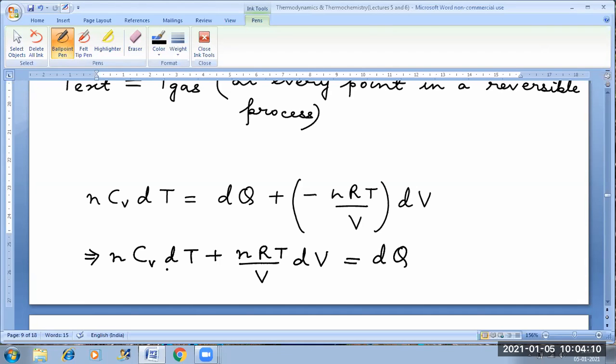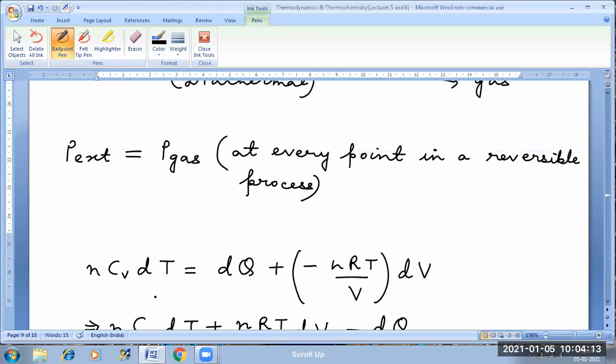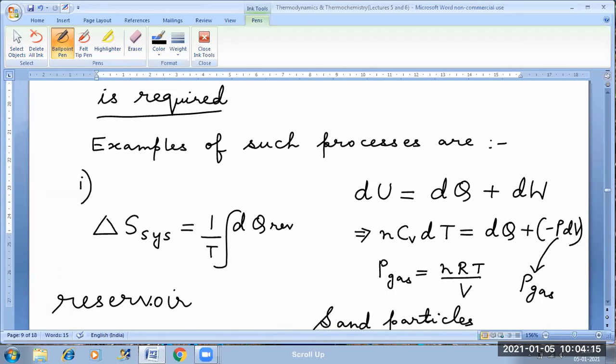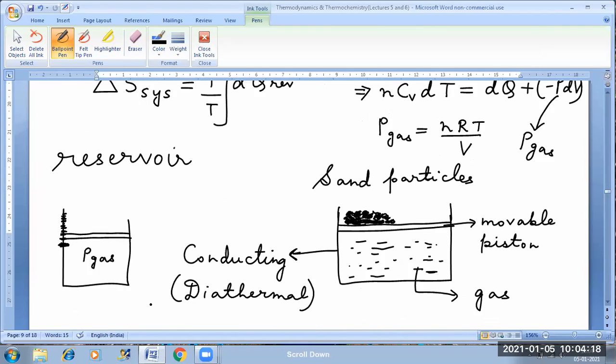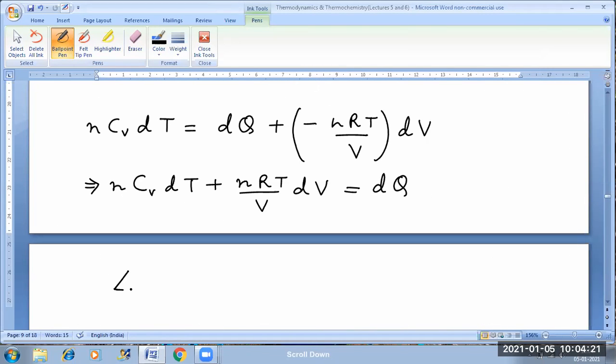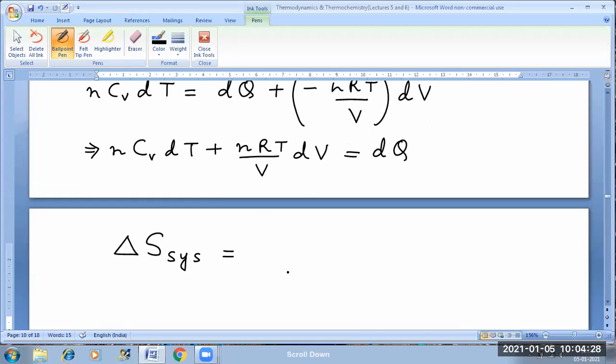Right? So I've got the value of dq now. Now put that value of dq here, delta S system. Delta S system will be equal to this for reversible isothermal process, right? We are following this for reversible isothermal process. Now, for an ideal gas, of course. So delta S system will be what? 1 upon T, because it is isothermal, temperature is constant. I can take temperature outside the integral.